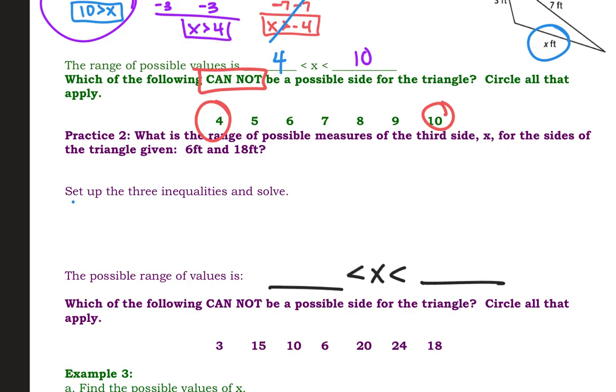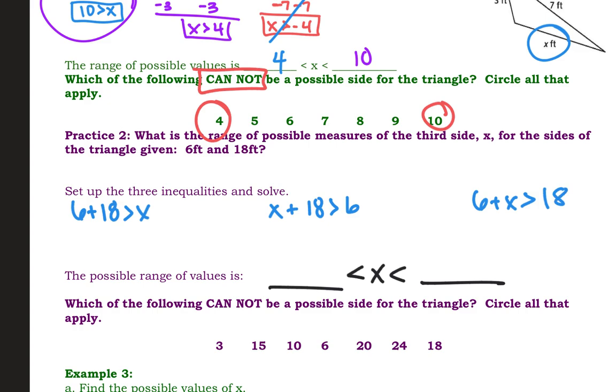All right, hopefully we have 6 plus 18 is greater than x as one of them. X plus 18 is greater than 6. And then the last one being 6 plus 18 has to be greater than, I already did that one. Which one am I missing? 6 plus x has to be greater than 18.